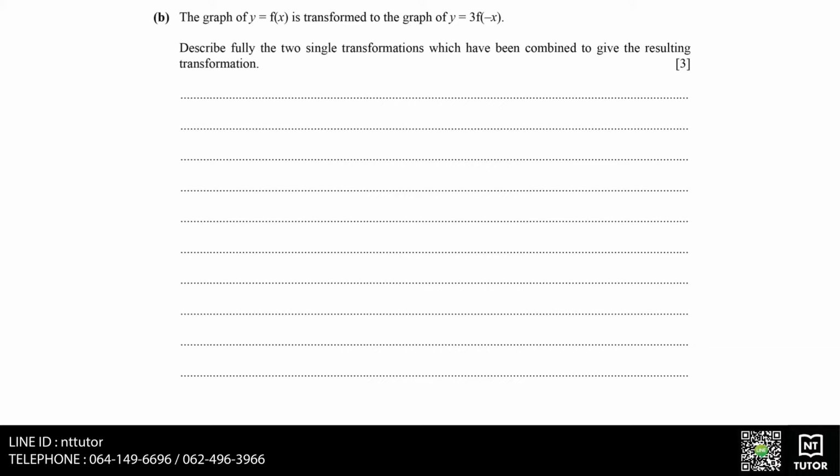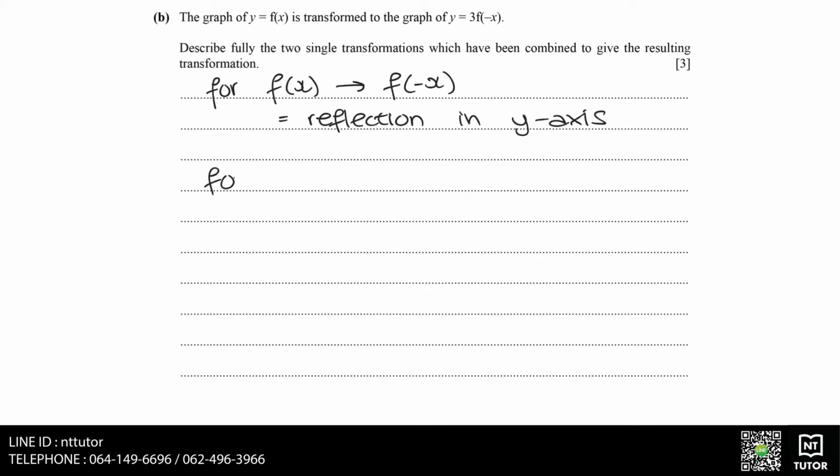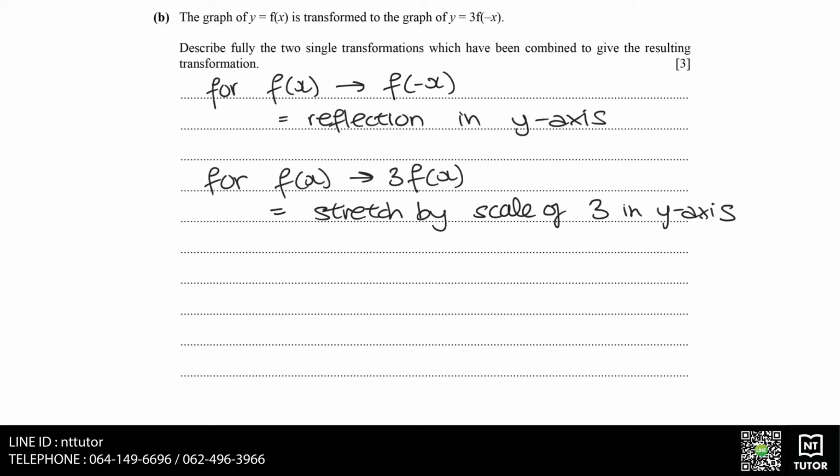The graph of y equals f(x) is transformed to the graph of y equals 3f(minus x). Describe fully the 2 single transformations which have been combined to give the resulting transformation. When we replace x with minus x in the function, it is a reflection in the y-axis. Multiplying the whole function by 3 is stretching the function by a scale factor of 3 in the y-axis direction.